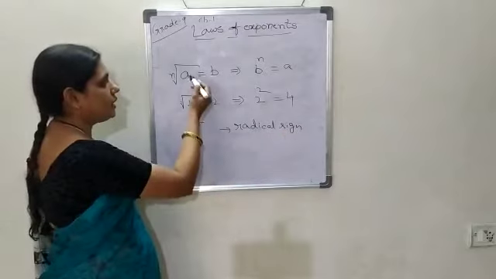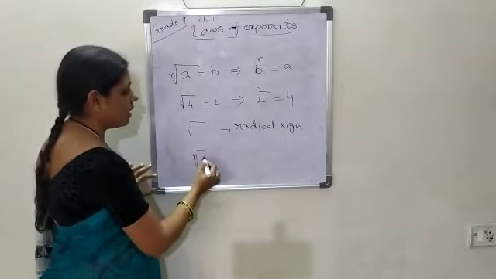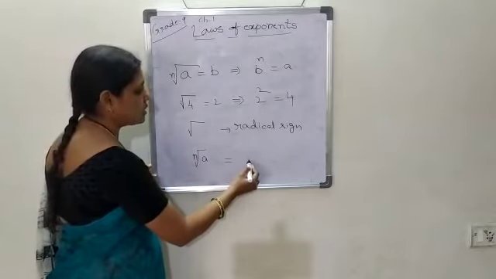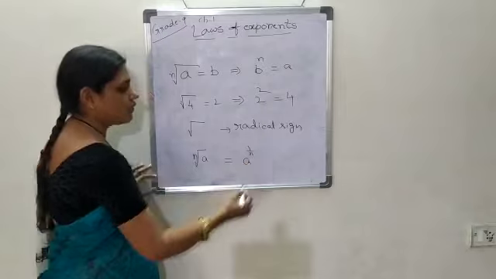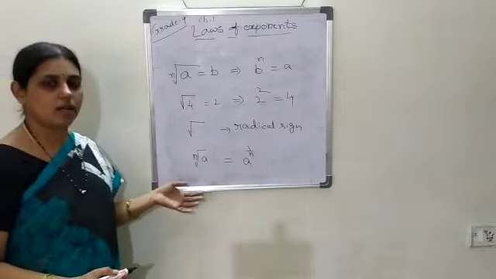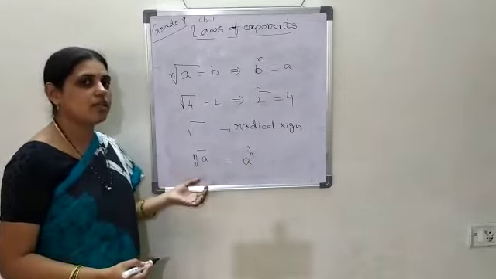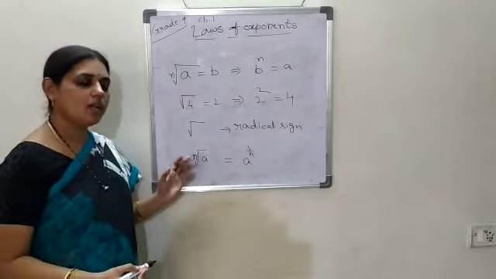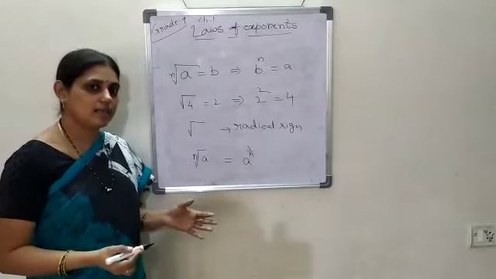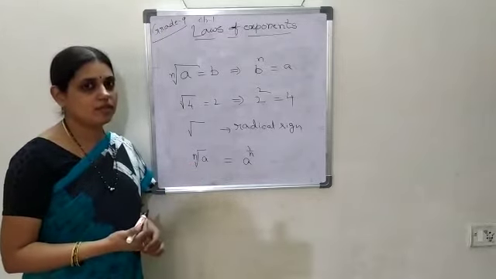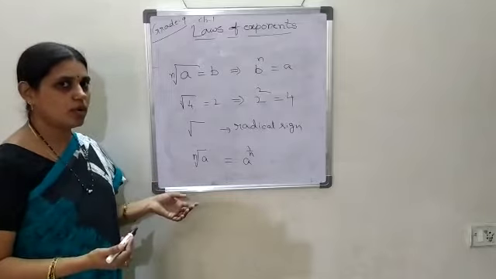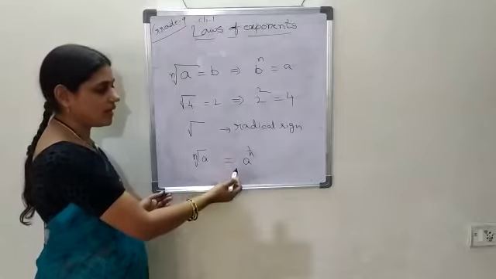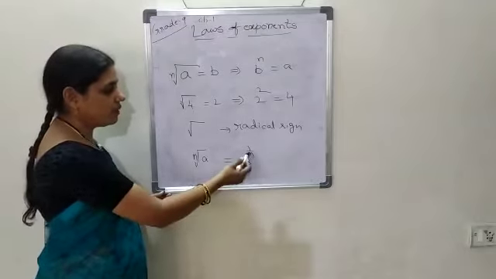The same way, nth root of a can be represented without using the radical sign, using exponents, that is a power 1 by n. So all of you have to focus more on this. Based on this, a question was also given in recent board exams in 10th class, so definitely you have to remember it. All the concepts you are learning in 9th class are useful even for 10th board exams. So focus more on this. Once again you see this: nth root of a can be written without using the radical sign, using the exponent, a power 1 by n.